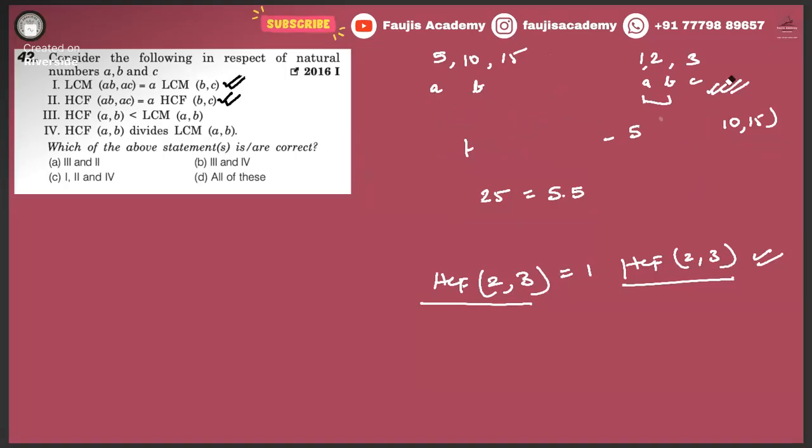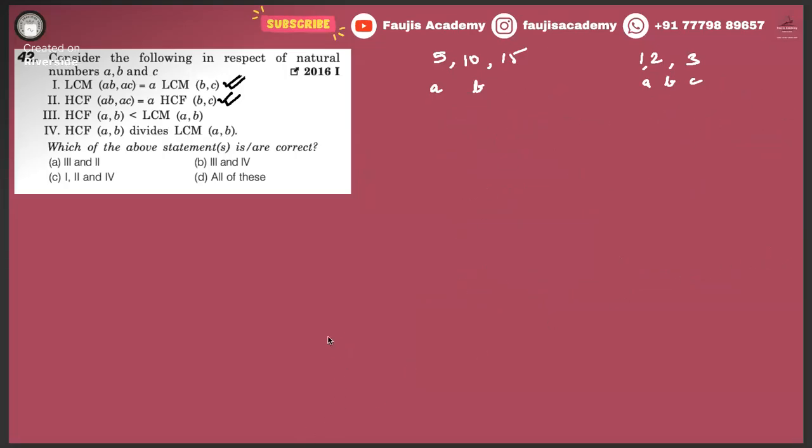Now third option, guys. I want you to solve this without using pen and paper, the third and fourth one. HCF of A and B is less than LCM of A and B, right? You take any number, 10 and 15. HCF of A and B is 5. LCM of A and B is 30, right? HCF is less than LCM, yes or no? So the third one is also correct.